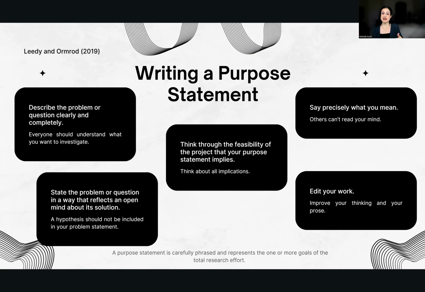Think through the feasibility of the project that your purpose statement implies. Think about all the implications. Is it something that's feasible? So for example, I want to study burnout and I want to do it with managers. Great. Do I have access to that population? Right? How am I going to collect the data? So you've got to think through all of these items. I try to think of my plan A and my plan B. How am I going to recruit my sample? Do I have access to data? Am I going to be able to actually write X, Y, and Z, right? What is the plan? And is it something that I can feasibly do?